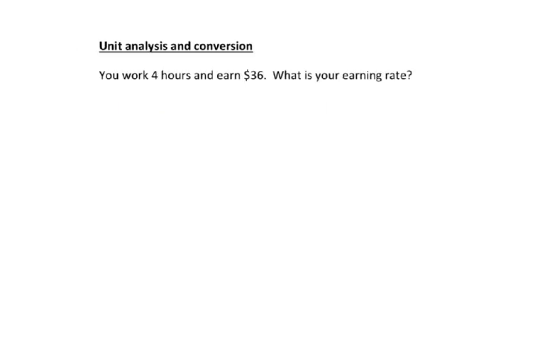Let's move on to unit analysis and conversion. We've got this job. We work 4 hours. We earn $36. The question is asking, what is your earning rate? Now, a rate is really the easiest way to think about it is we've got blank per blank. And that per is like a division sign. It's like the fraction bar.